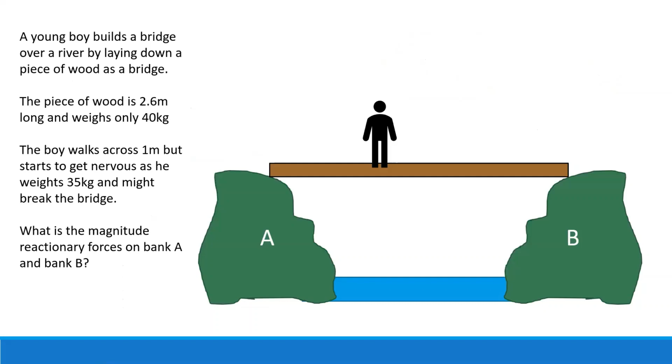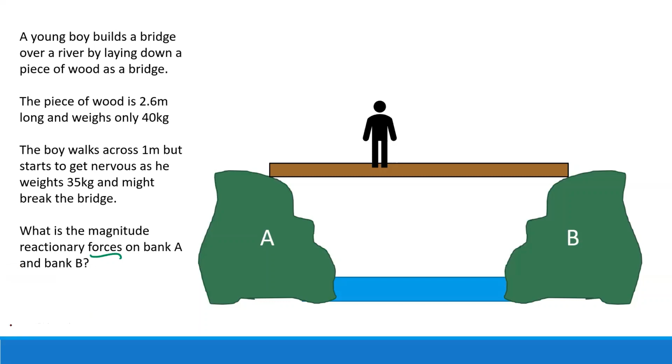A young boy builds a bridge over a river by laying down a piece of wood. The piece of wood is 2.6 meters long and weighs 40 kilograms. The boy walks across 1 meter, but starts to get nervous as he weighs 35 kilos and might break the bridge. What is the magnitude of the reaction force of bank A and bank B? This is an interesting question, because it's asking for a force, not a torque.